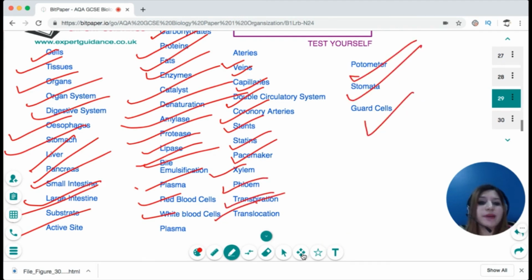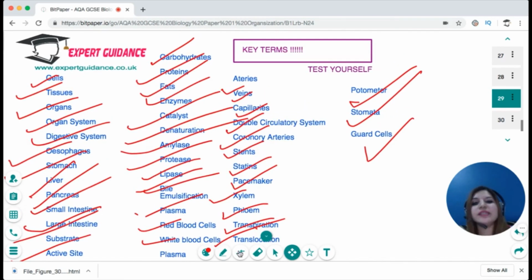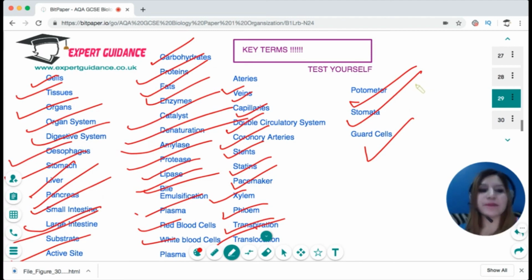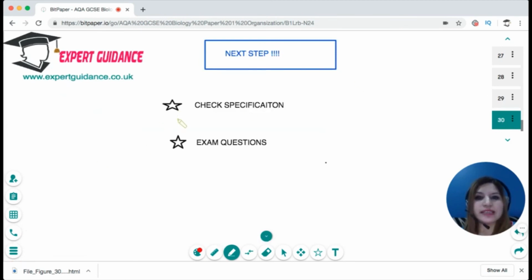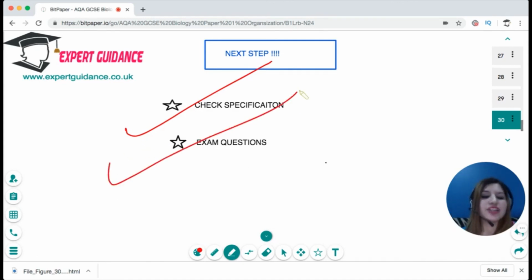So you can pause the video, have a go at these terms, and then check yourself if you know them. You can come back to my website. The link is mentioned in the description box below, and you can find the answers there as well. Okay, so what is the next step? The next step is to check the specification. Make sure whatever is in the specification is crystal clear to you, and do exam questions on this topic.